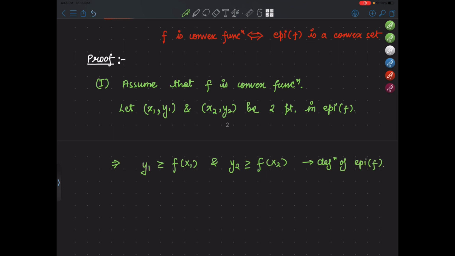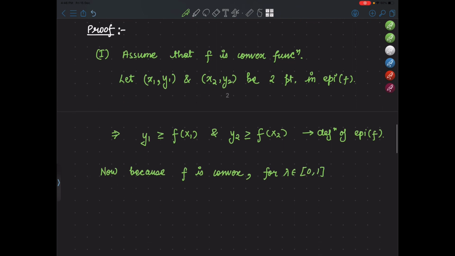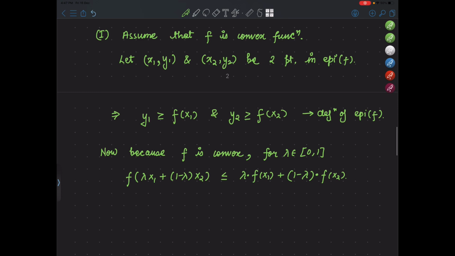Okay. Now because f is convex, for some lambda between 0 to 1, we can write this property, the inequality which defines the convex function, that is f(lambda x1 plus (1 minus lambda) x2) is less than or equal to lambda f(x1) plus (1 minus lambda) f(x2). Okay. Let's mark this as 1.